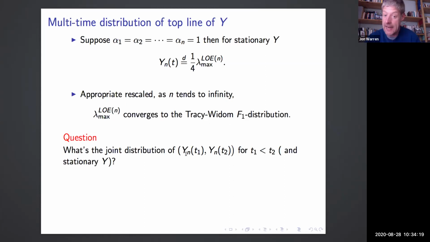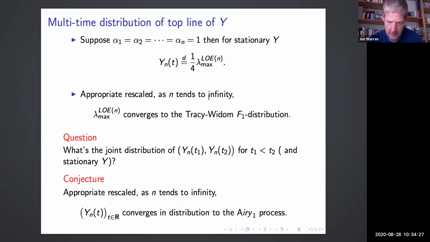And then you might hope that as n goes to infinity, well, you want an extension of the F1 distribution to multiple times, and that's an object that's defined and understood. It's the Airy 1 process. So here's a conjecture, which is that the top line of this reflected Brownian motion with a wall converges in distribution as a process to the Airy 1 process.